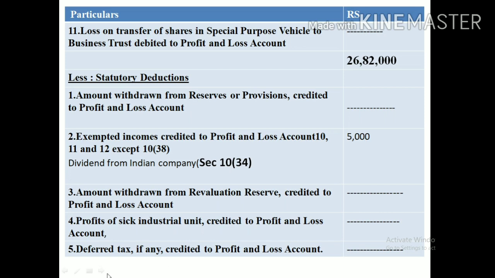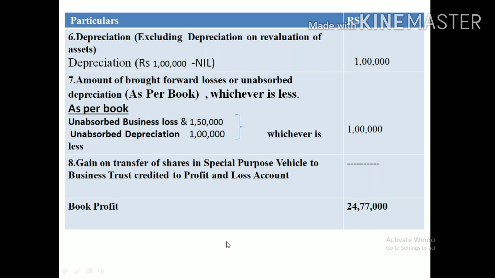It comes under section 10 subsection 34, dividend from Indian company, so that should be deducted from the profit. Next one, amount withdrawn from the revaluation reserve credited to the profit and loss account. We don't have that much information here, so nil. Profit of sick industrial unit on the credit side, there is no such information. Then deferred tax credited in profit and loss account, there is no such information.